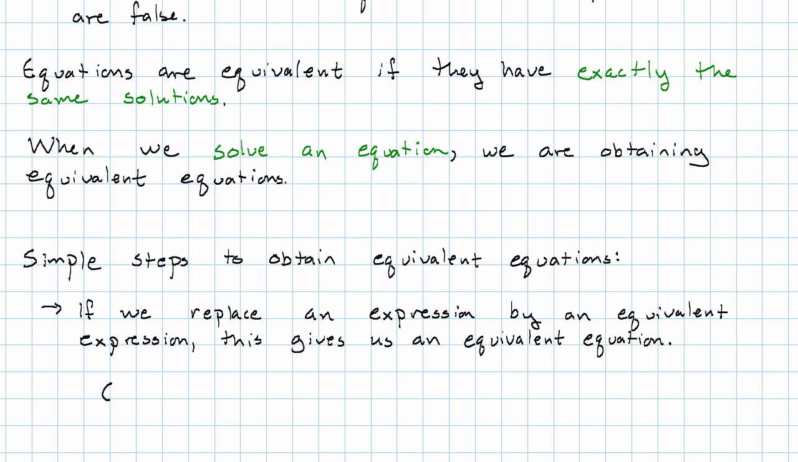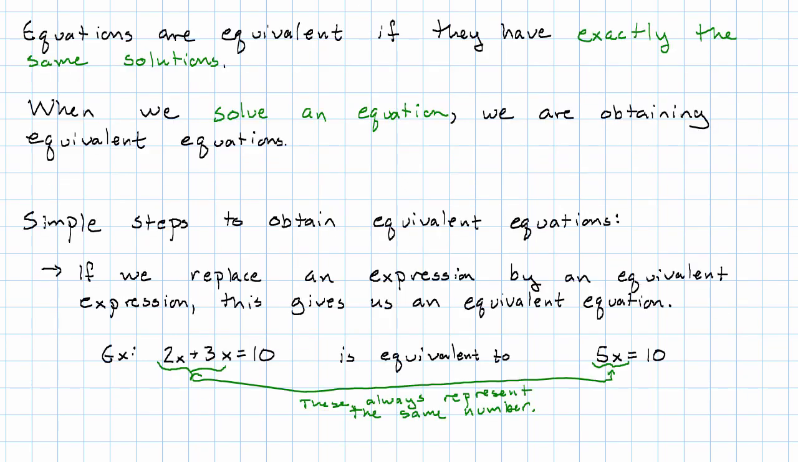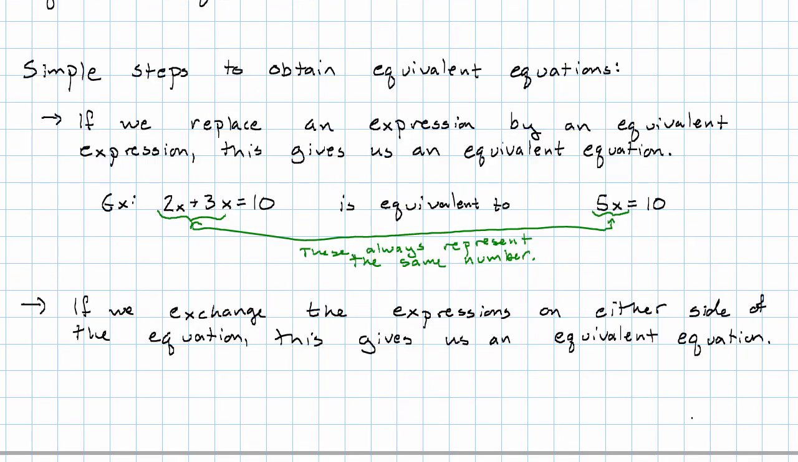For example, the equation 2x plus 3x equals 10 is equivalent to the equation 5x equals 10. Why? These two always represent the same number. So, if this one is equal to 10, then clearly this one must also be equal to 10, because they're the same. We can also get an equivalent equation by exchanging the expressions on either side.